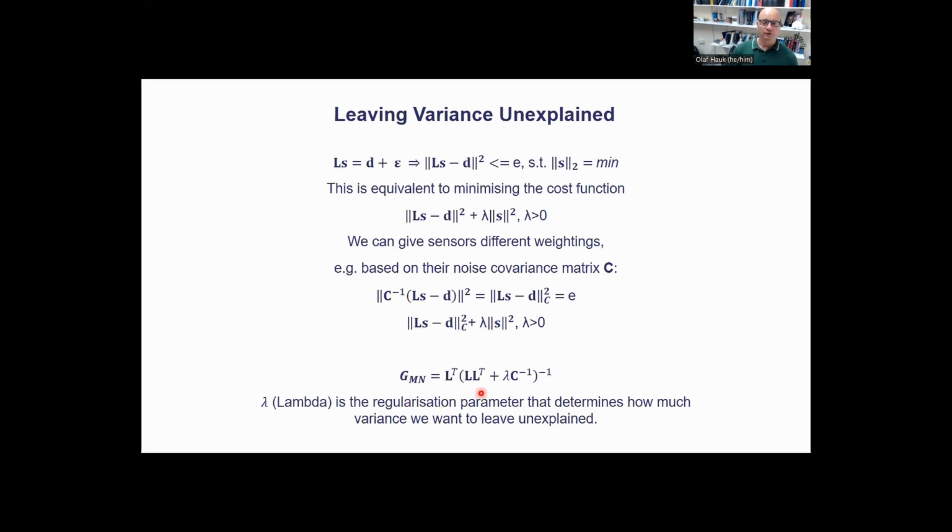Ultimately, this gives us an equation for the minimum norm solution that contains this lambda. That's the regularization parameter. The noise covariance has to be specified as well. But with the parameter lambda, we usually control how much variance we want to leave unexplained.